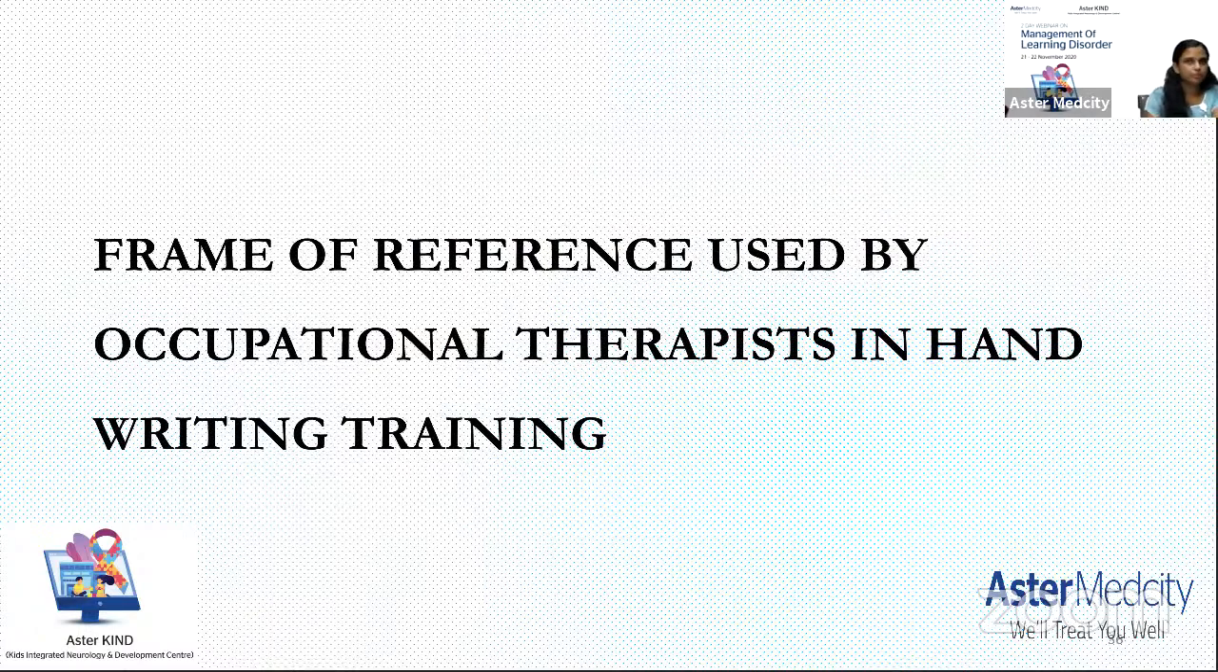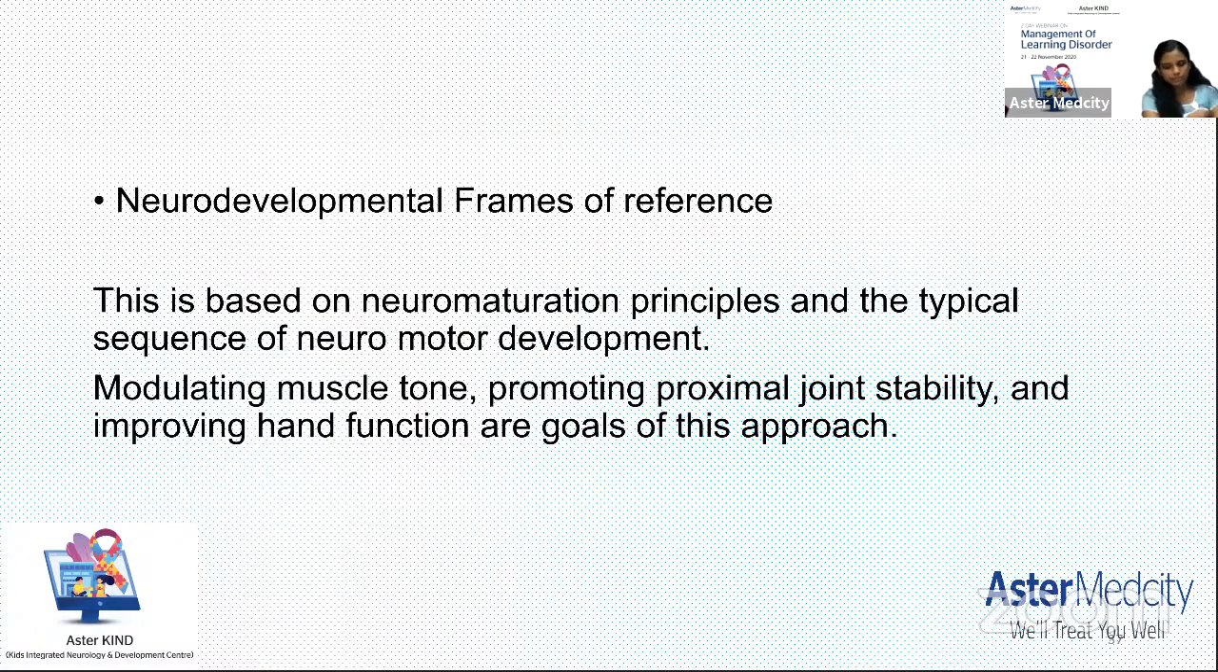The common frames of reference used by occupational therapists in handwriting training are the neurodevelopmental frame of reference, the acquisitional frame of reference, the sensory integrative frame of reference, and accommodations. The neurodevelopmental frame of reference is based on neuromaturation principles and the typical sequence of neuromotor development. Here we'll be focusing more on modulating muscle tone, promoting proximal joint stability, and improving hand function. These are all goals of this approach.